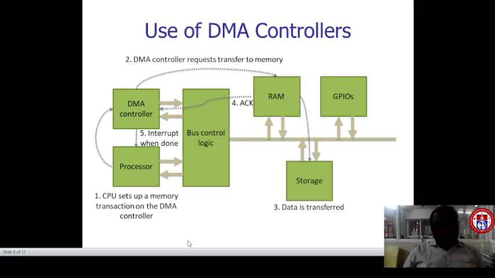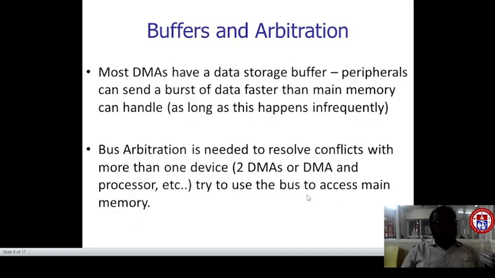So we can see in step 1 that the processor collects the data from the memory, and in step 2, the DMA controller is given a request to transfer the data to memory. In step 3, the data is transferred from the storage medium, and it gives an acknowledgement, which is step number 4. And in step number 5, an interrupt is generated, and once the signal is received, the data will be transferred between the GPU and the storage. So this is the flow diagram of DMA.